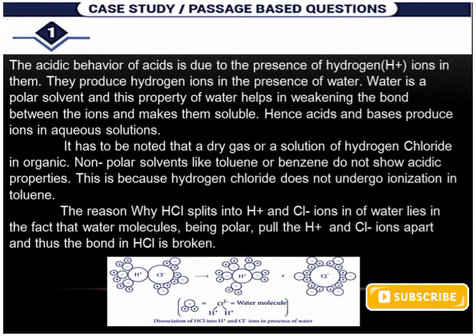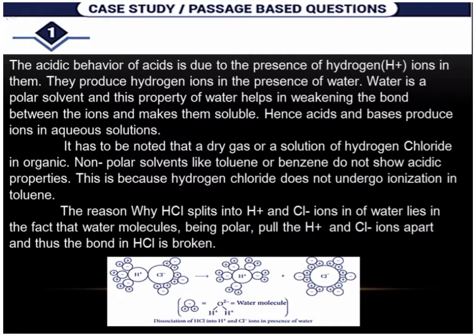It has to be noted that a dry gas or a solution of hydrogen chloride in an organic solvent is not acidic. Non-polar solvents like toluene and benzene do not show acidic properties. This is because hydrogen chloride does not undergo ionization in toluene. The reason why HCl splits into H+ and Cl- ions in water lies in the fact that water molecules being polar pull the hydrogen and chloride ions apart and thus the bond in HCl is broken.